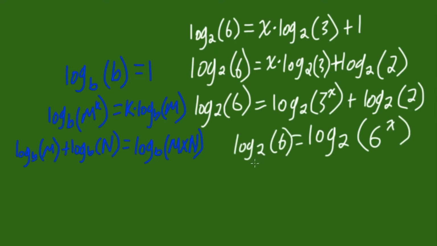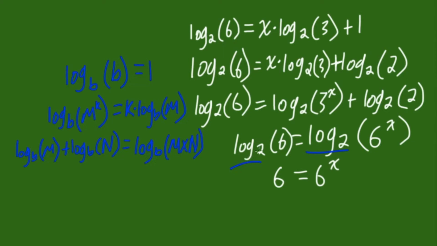And now that we have log base 2 on this side and log base 2 on this side, these problems are actually the same, as all we're left with is what's in the brackets. So we can completely ignore our logs here and only focus on what's in the brackets. So we have 6 equals 6 to the power of x.